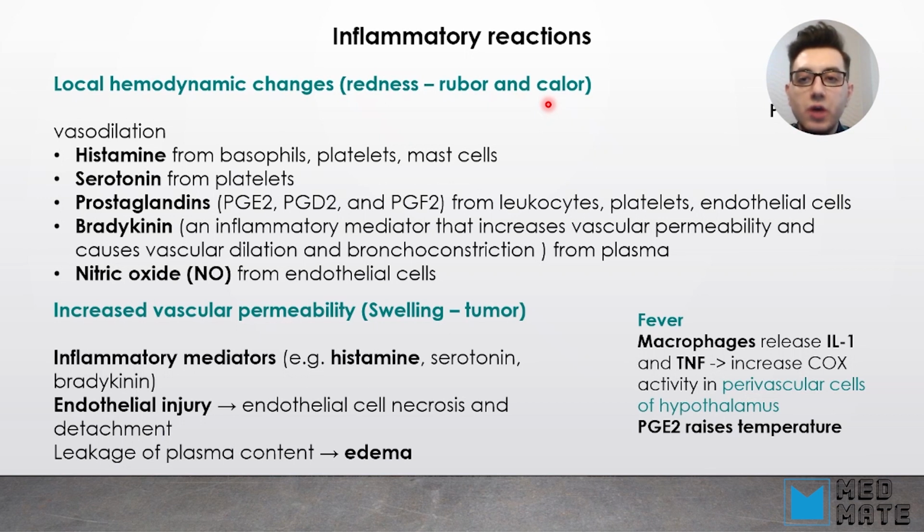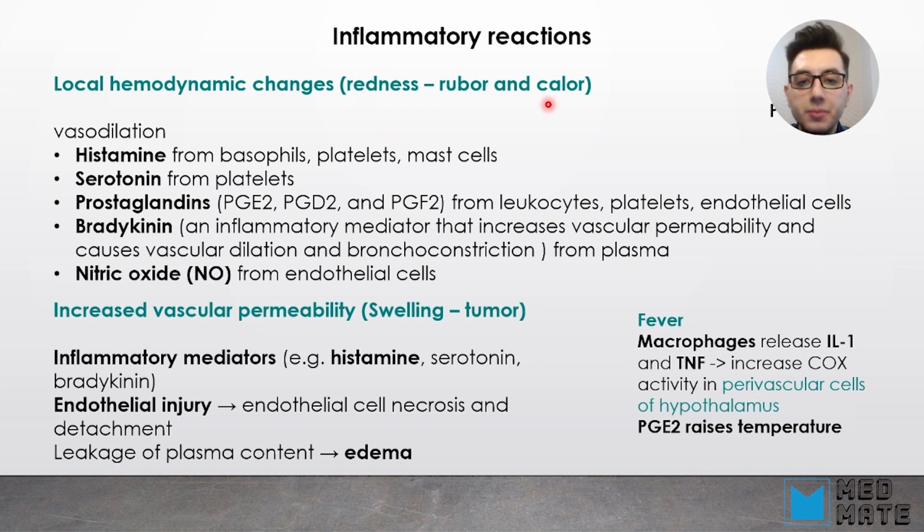Also, serotonin, that is released from platelets. Also, prostaglandins, which are released from leukocytes, platelets, and endothelial cells. Bradykinin, that are inflammatory mediators. They cause increased vascular permeability, and also they cause vascular dilation. And also they cause bronchospasm. Now, nitric oxide, which is released from endothelial cells, also causes vasodilation.